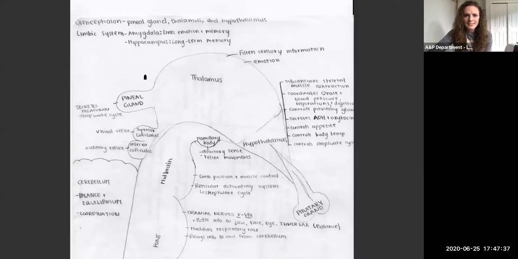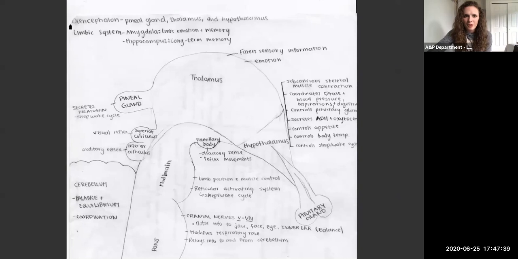Okay, your diencephalon. You can see my little note up here on my page that got kind of squished. Diencephalon is the pineal gland, so this right here, thalamus, this right here, and hypothalamus. So these three things are your diencephalon. Again, pineal gland, thalamus, and hypothalamus are part of your diencephalon.